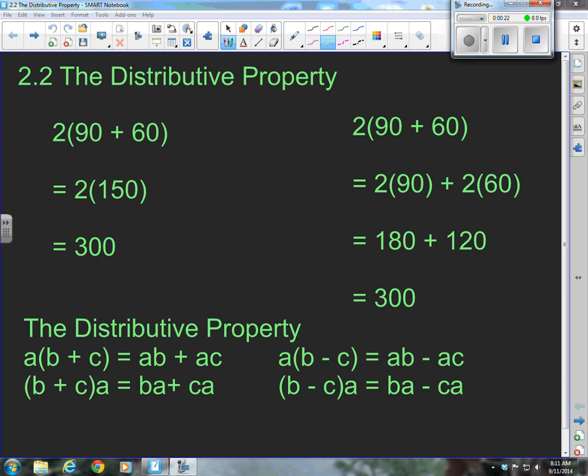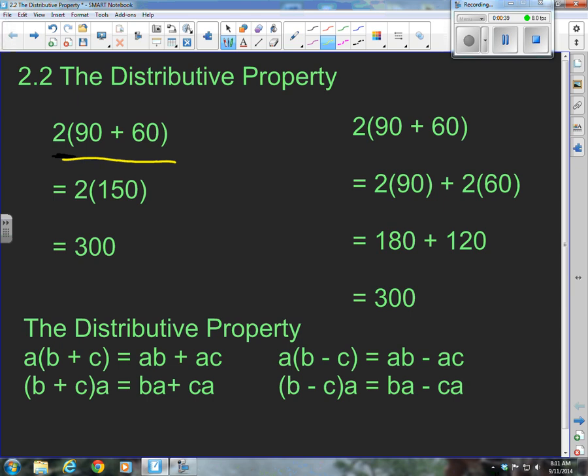It is a very simple thing, and you will be so used to using it by the end of this course you won't even have to think about it. But let's look at what it says. Now let's look at this first problem right here. Okay, what we have is 2 times 90 plus 60.